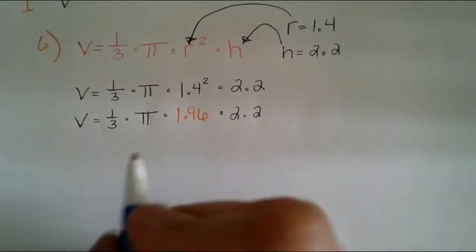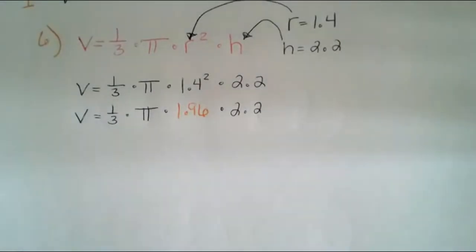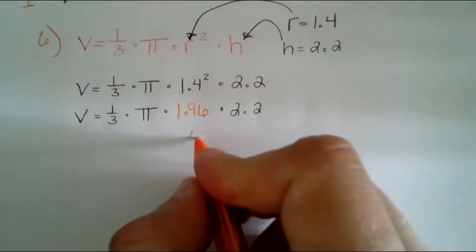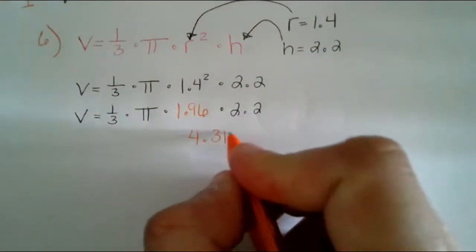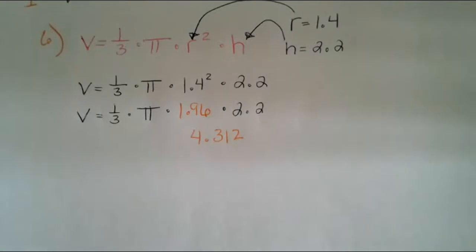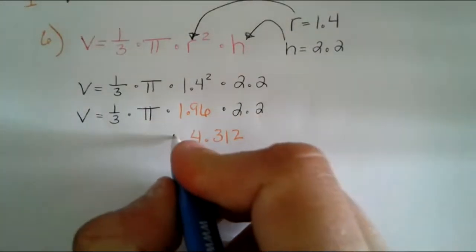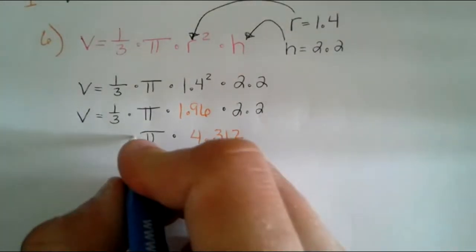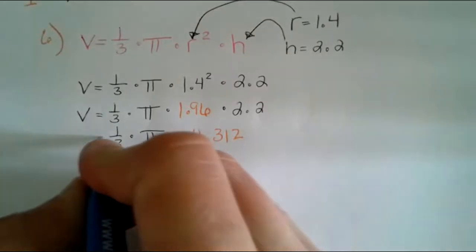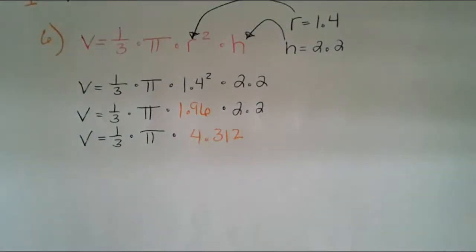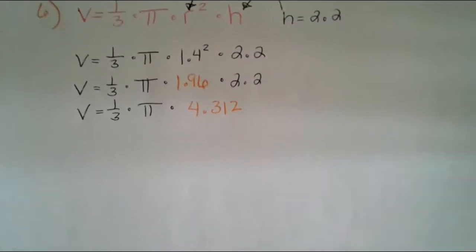Okay. Now, at that point, this gives me 4.312. Again, I did nothing to pi. I've done nothing to 1/3. I've done nothing to the equal sign or the volume. Okay. And I'm using orange to show the change I have.